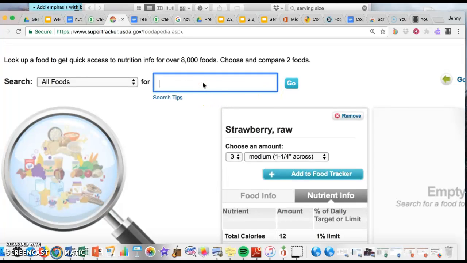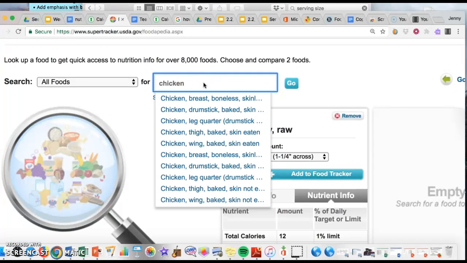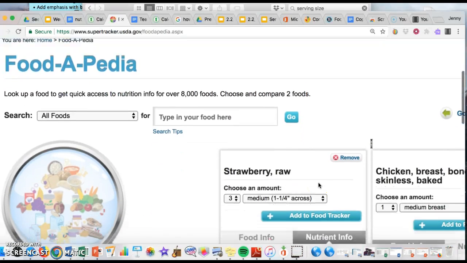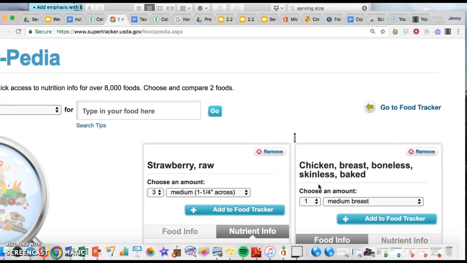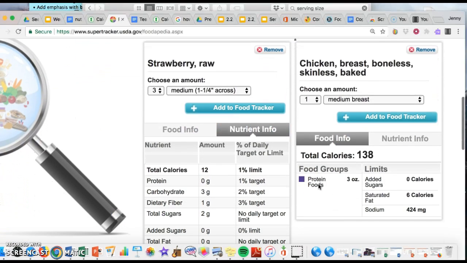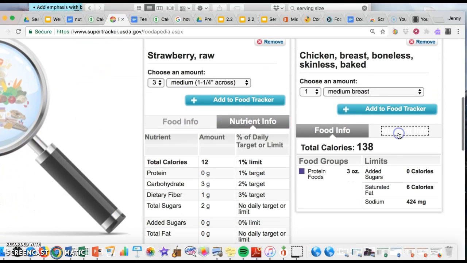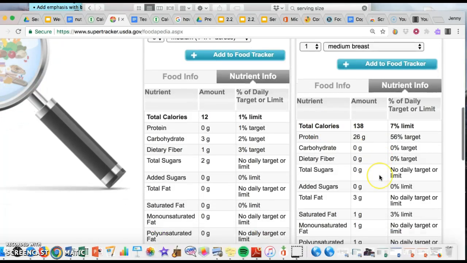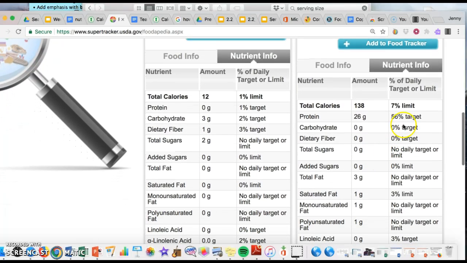So let's, for example, give chicken. A lot of us are using chicken breast boneless in our tamales. Let's see how that fares. And they let me compare it to strawberries as well, which I appreciate. So now I'm going to look at the nutrition info. Wow, so chicken shows 56% of our protein, and for our carbohydrates, 0. I would definitely put chicken in the protein category.